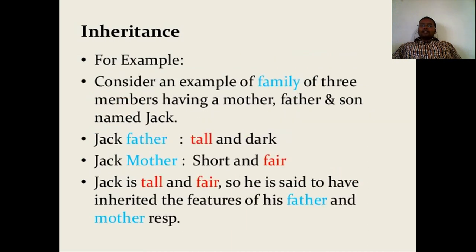For example, consider a family of three members: a mother, a father, and a son named Jack. Jack's father is tall and dark, Jack's mother is short and fair. Jack is tall and fair, so he is said to have inherited the features of his father and mother respectively. Means Jack inherits the properties of the mother and the father.